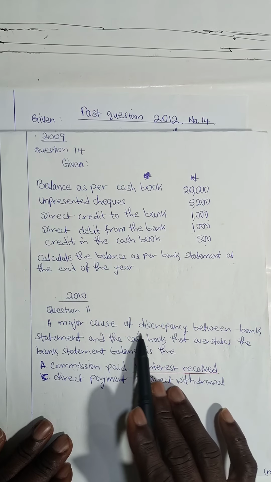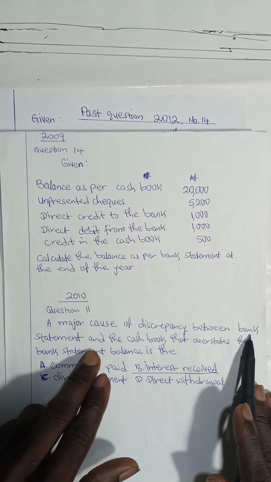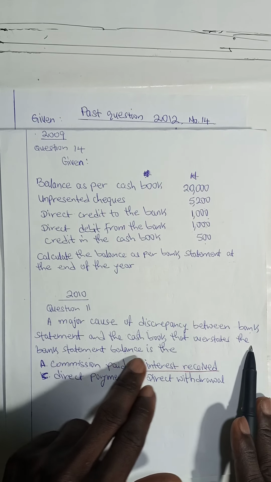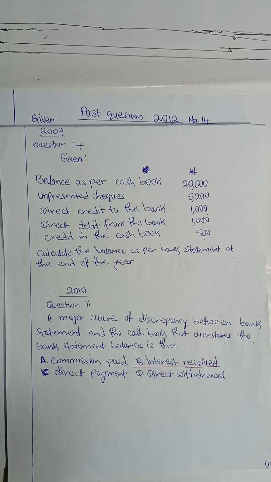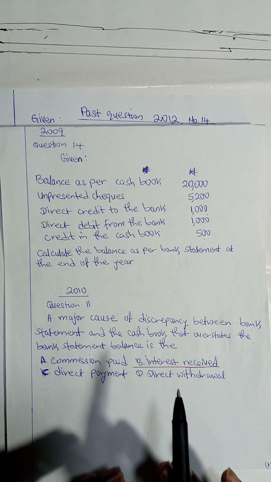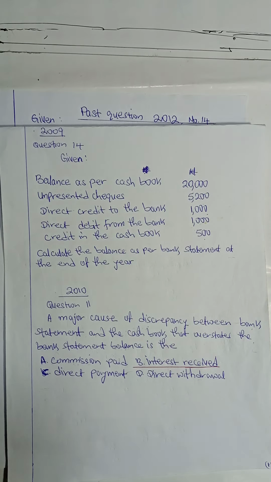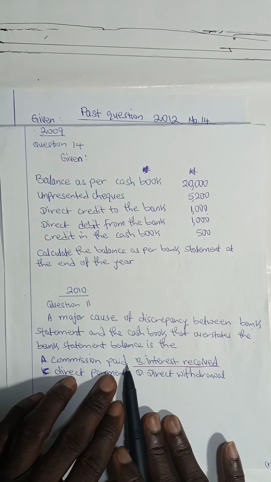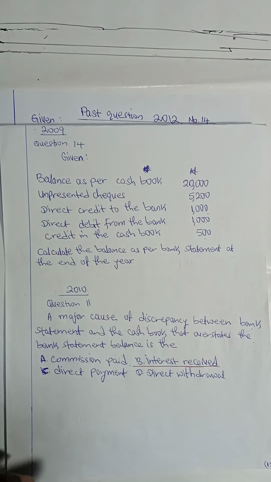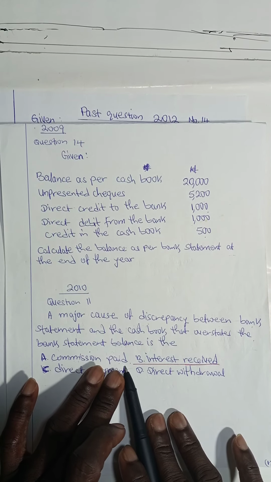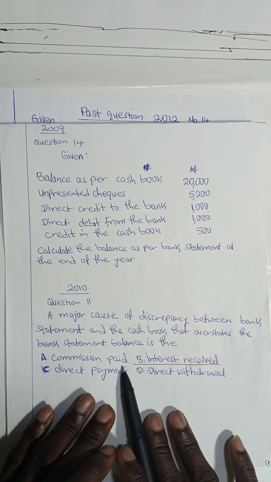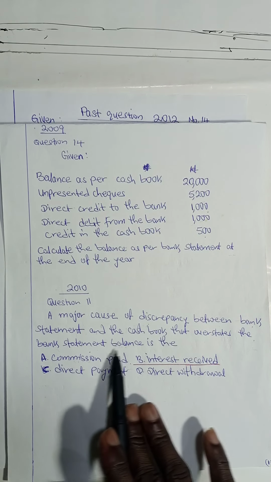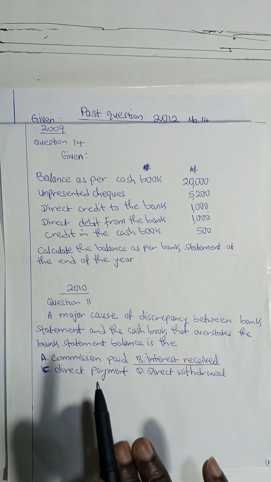Here it said a major cause of discrepancy between bank statements and the cash book that overstates the bank statement balance is the dash. So the transaction that will overstate the bank statement is dash. So the answer cannot be commission paid, because this commission paid will understate the bank statement balance.